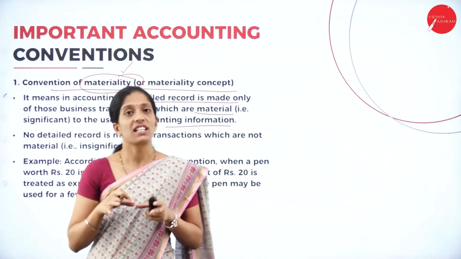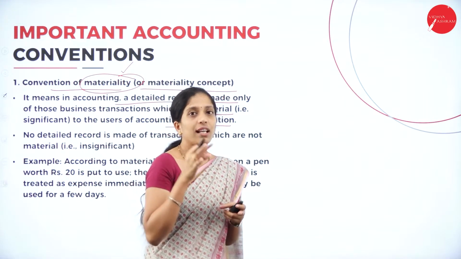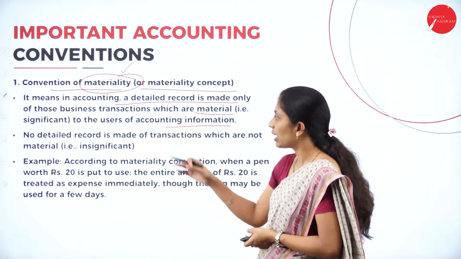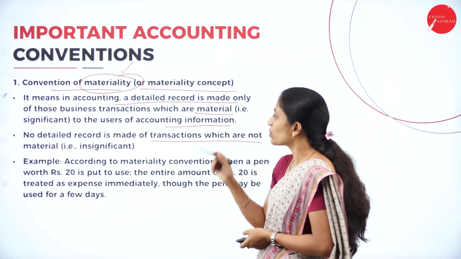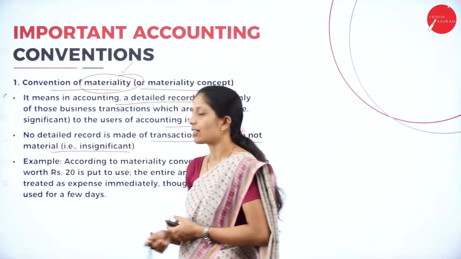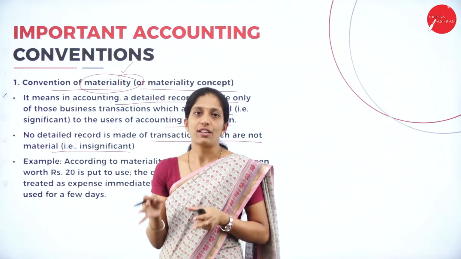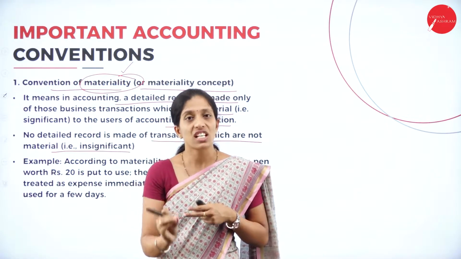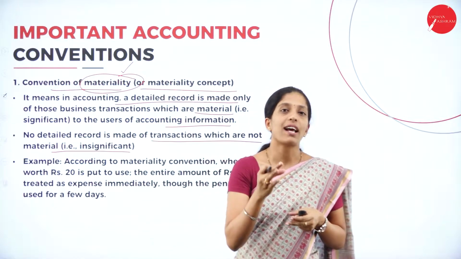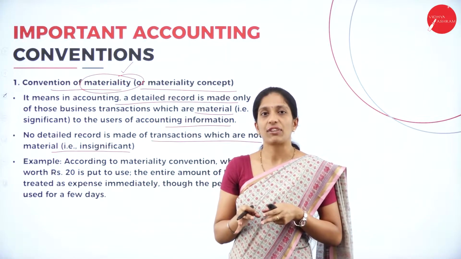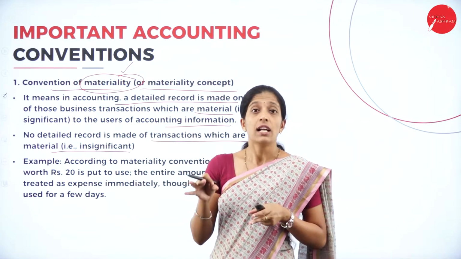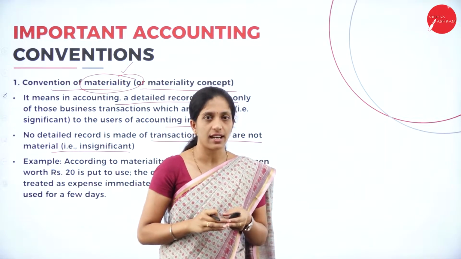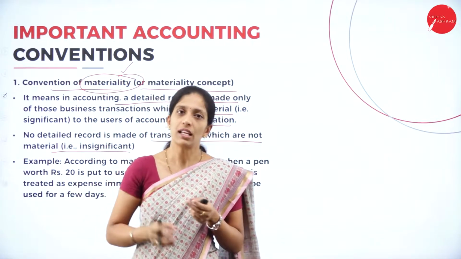Whatever information is needed by the users, based on that, only the important or significant information has to be recorded in the books of account. No detailed record is made of transactions which are not material or insignificant in nature. If it is not so important to record in the books of account, such transactions have to be completely ignored. Depending upon the users' demand, we have to record the transaction, and that has to be communicated to the users. There are a number of transactions that take place daily. It's not that all the transactions are material in nature. There are certain transactions which are immaterial in nature, and such transactions have to be ignored.